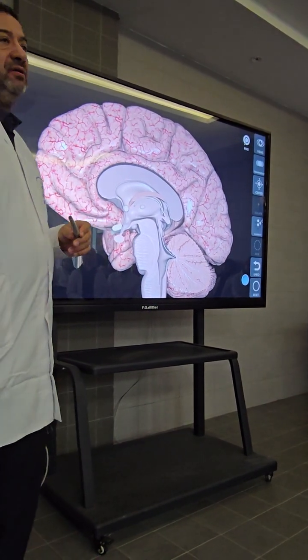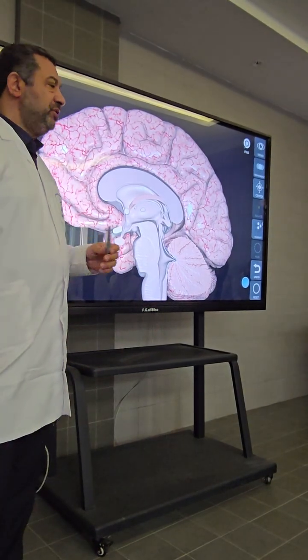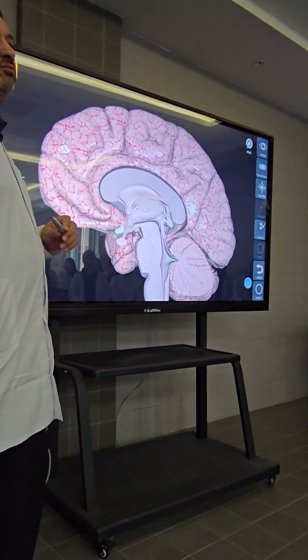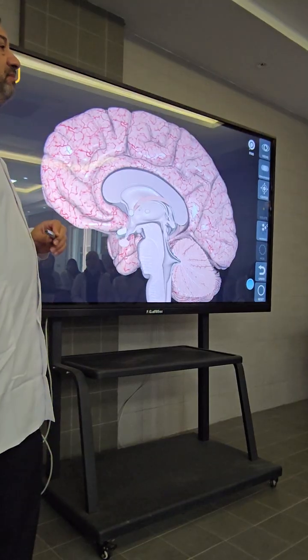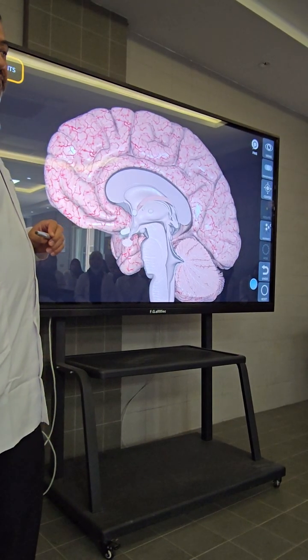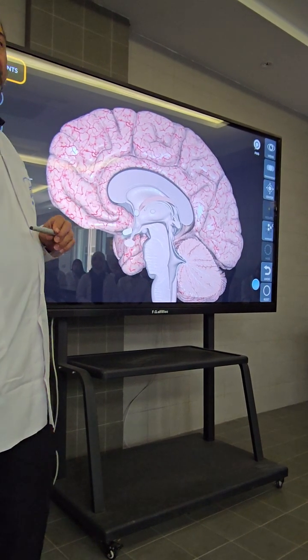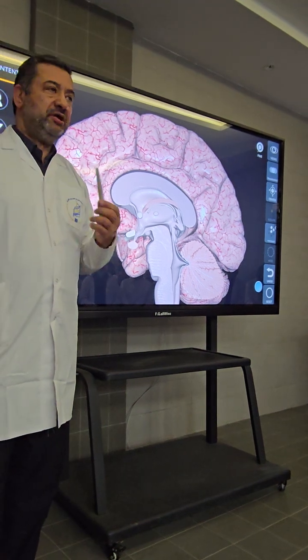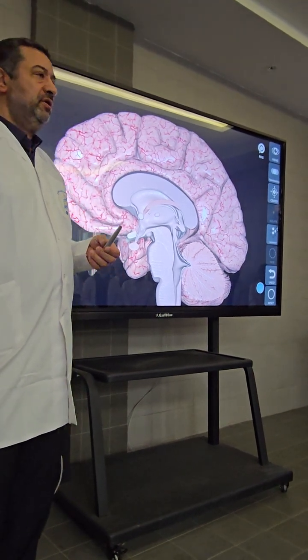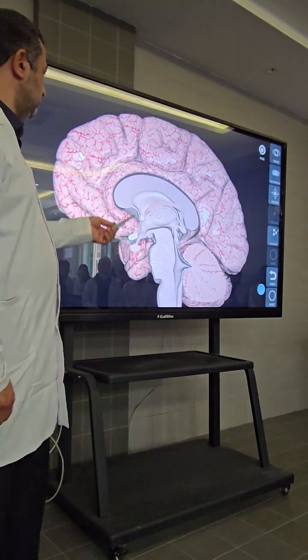The medial surface of the frontal lobe anterior to the cingulate sulcus is called the medial prefrontal area. That is involved in attention, self-regulation, and the reward system.